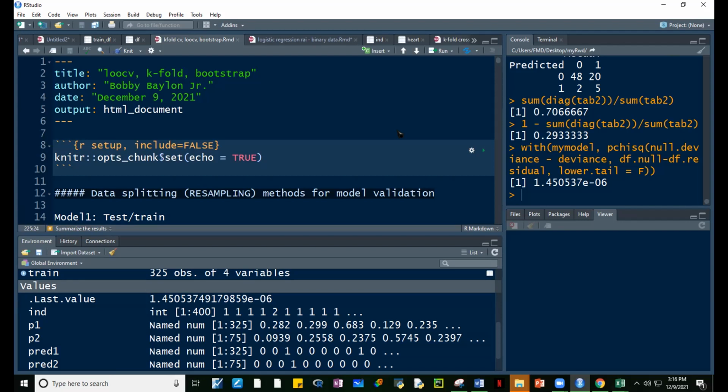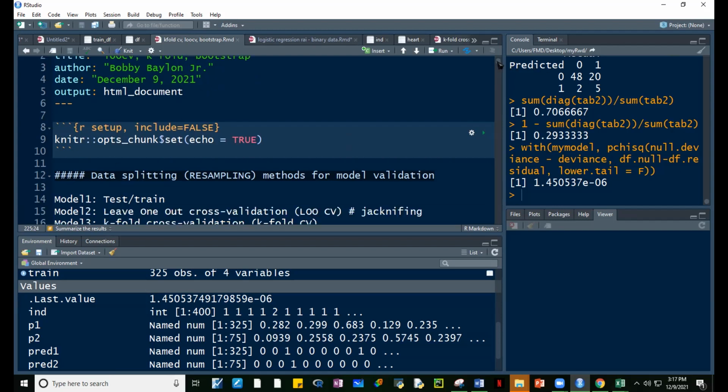Otherwise, we said before that we don't want our model to do overfitting. Okay, so this is supposed to be our lesson for today.